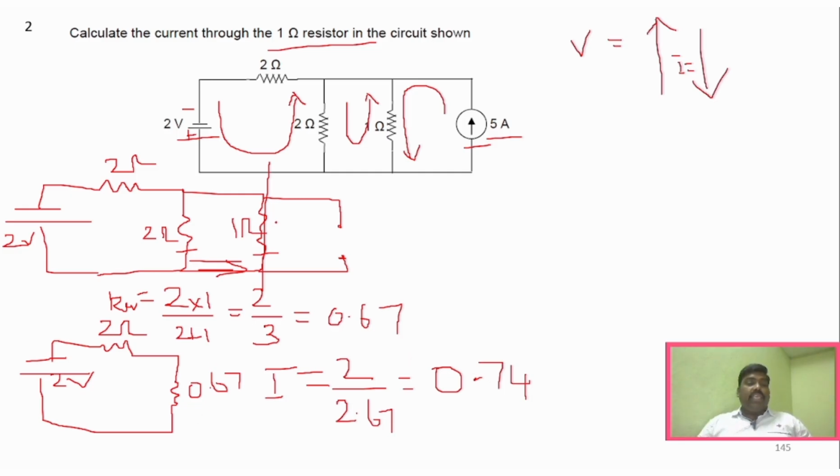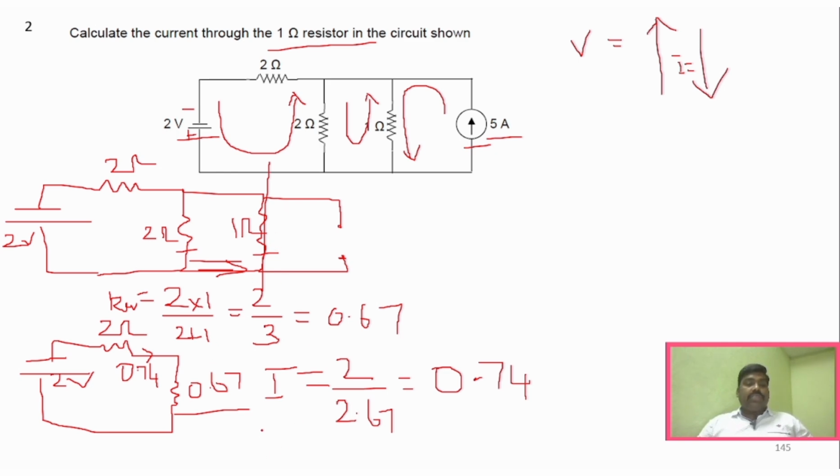But we need to find out the current across this particular 1 ohm resistor. I've already said what we have to calculate. We have to find out the current across this resistor because of this source, and also the current across this resistor because of this particular source. Now we have obtained the total current which is flowing, 0.74. But we need to find out the current across this 1 ohm resistor, right? So how will I find it out?